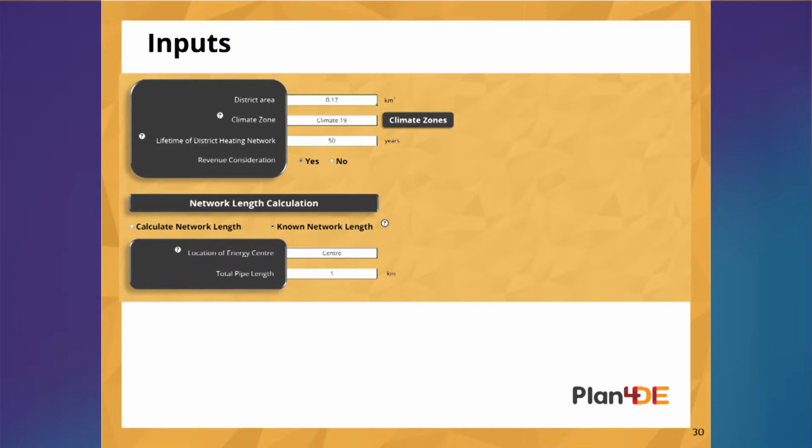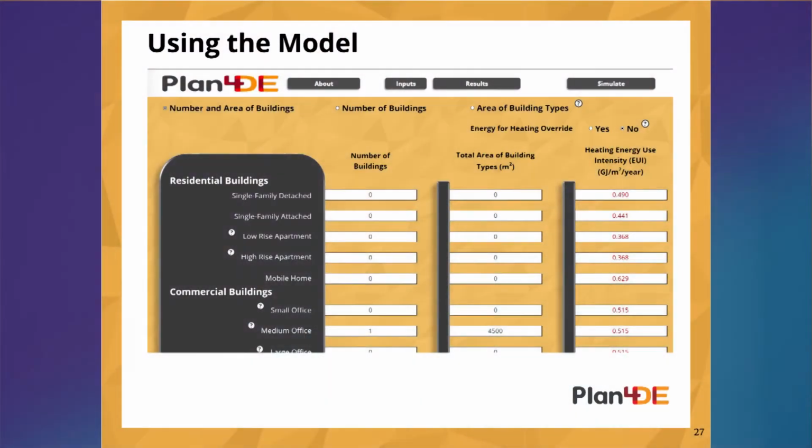You can either choose to have the model figure that out for you, or you might already know the configuration of your system and you can enter that in. Next, you have to tell the model what kind of buildings are in your area. Basically there's 20 different categories to choose from, roughly. You can either enter in just the number of buildings by type, as well as the total floor area, which is ideal. If you don't have that, you're able to just enter in buildings by number. And then there's also energy use intensities, which are based on your climate zone. You can also override those if you have better data.